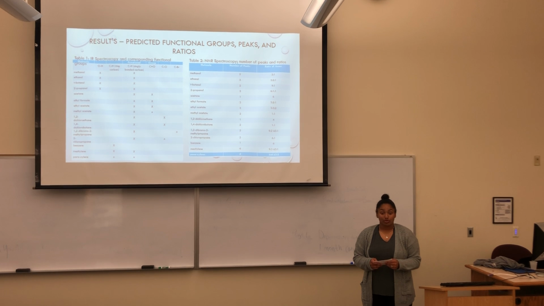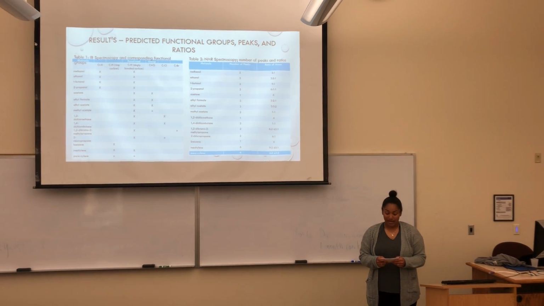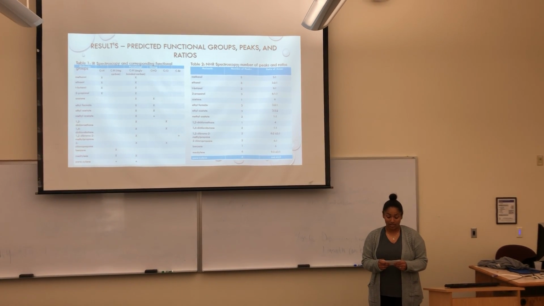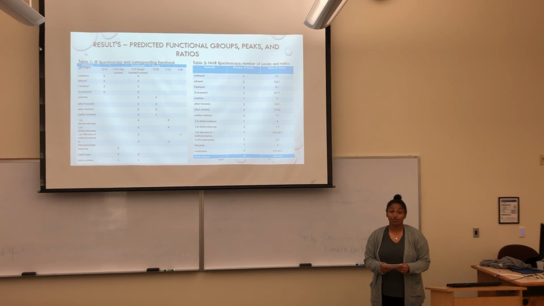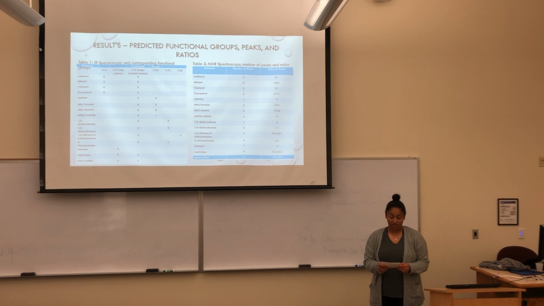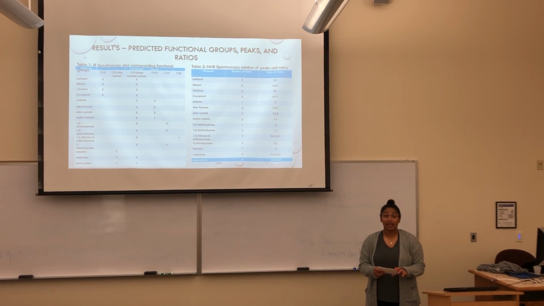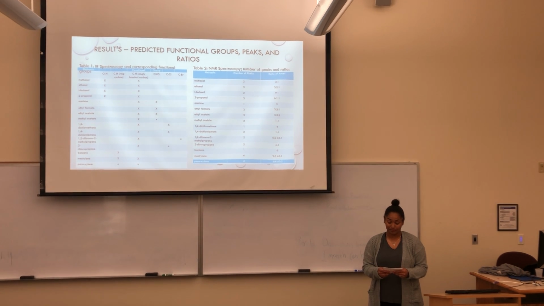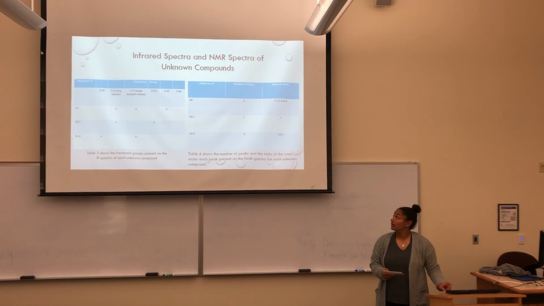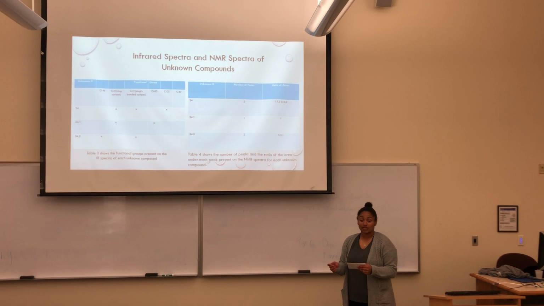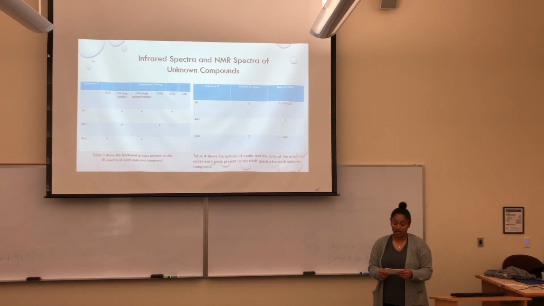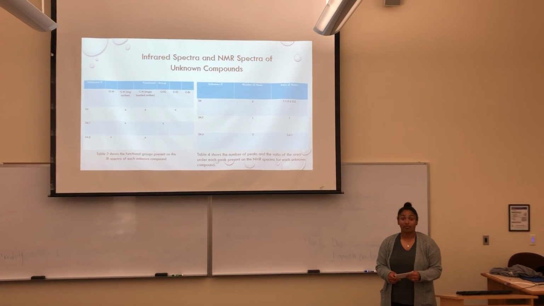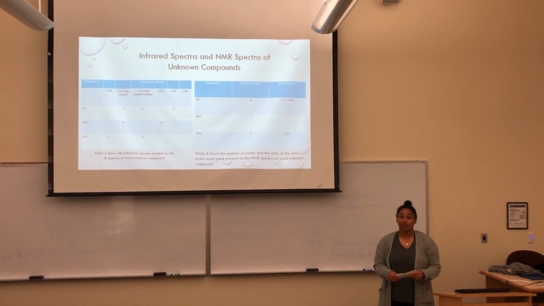Table 1 shows the functional groups that are present in each compound. By analyzing the functional groups found in each IR spectrum, the compounds can be determined for the solutions. Table 2 shows the number of peaks and the ratio of areas present for the compounds. By analyzing the number of peaks and the ratios present, the NMR spectrum can be determined. These two images explain the functional groups that were found in the IR spectra of the unknown compounds and the number of peaks and the ratio of areas for each NMR spectra.